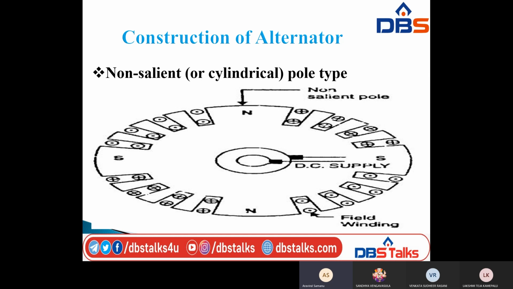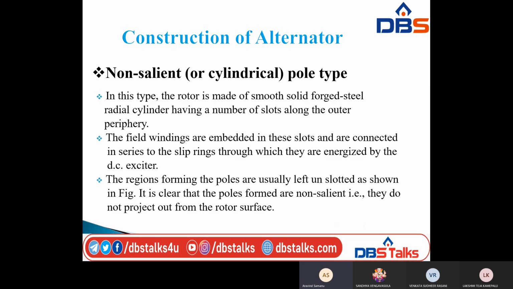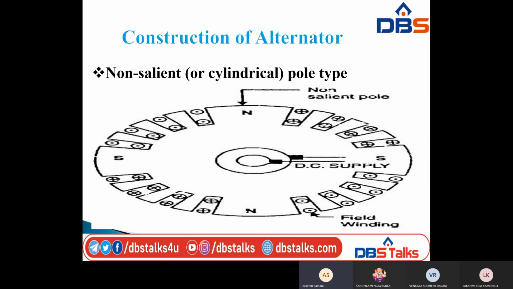If you see this diagram, this is in cylindrical shape. Here I am using 2 north poles and 2 south poles, and these are the non-salient poles. Here I am using the DC supply. The field windings are embedded in these slots. These are the field windings.